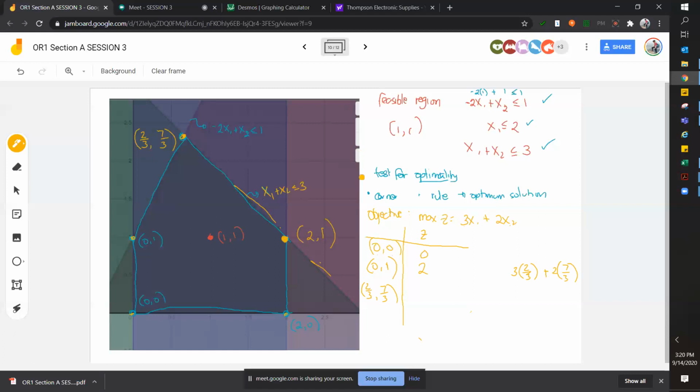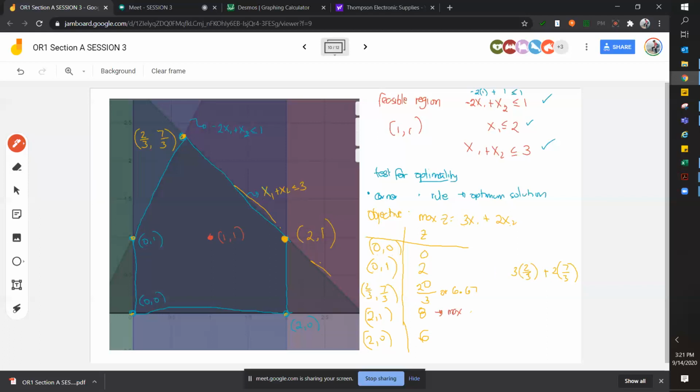Anyone? Yep. 6. Okay, we have 20 over 3. Or 6.67. Okay, good. And then 2, 1. So, substitute lang din natin dun. 8. Okay, so llamado to. Next, 2, 0. 6. Nagets?